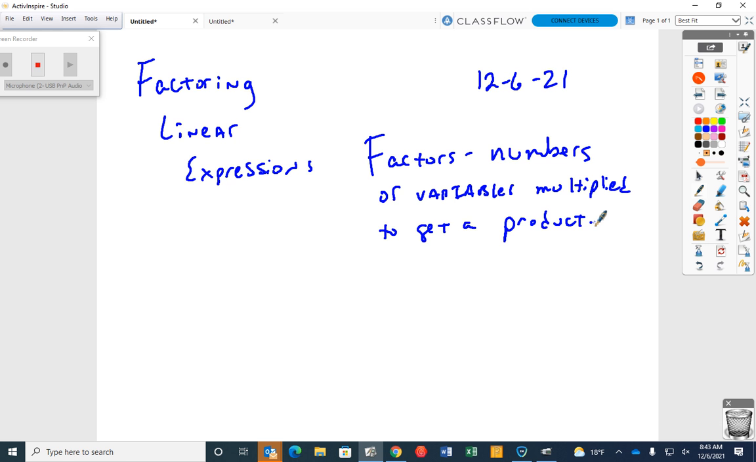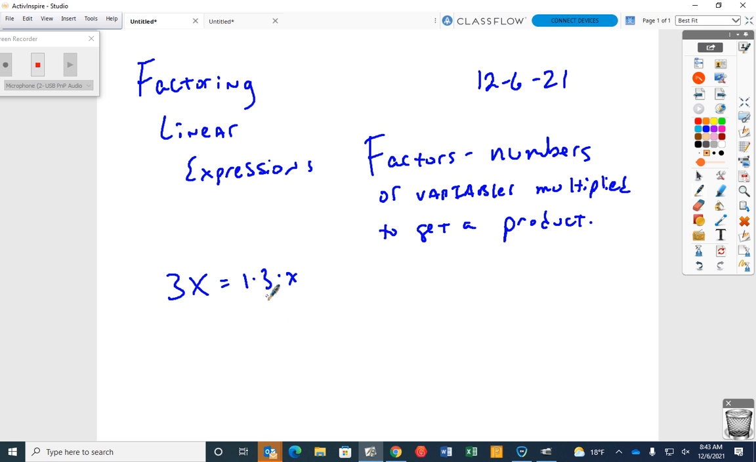If I said 3x, okay? What do I multiply? What are some things I can multiply to get 3x? Anybody? 3 times what? 3x times 1. Just 3 times x, right? Those are factors, right? Okay. I can multiply 1 times 3 times x.